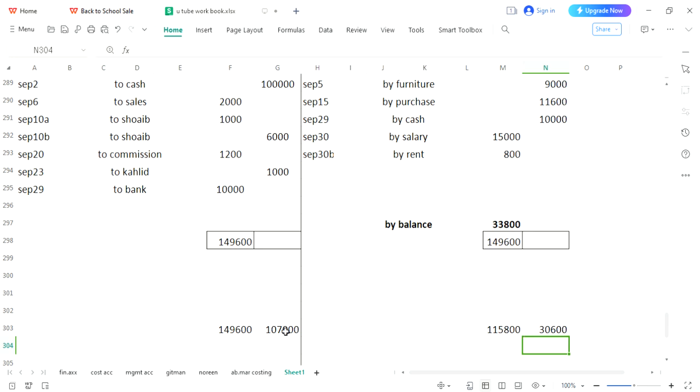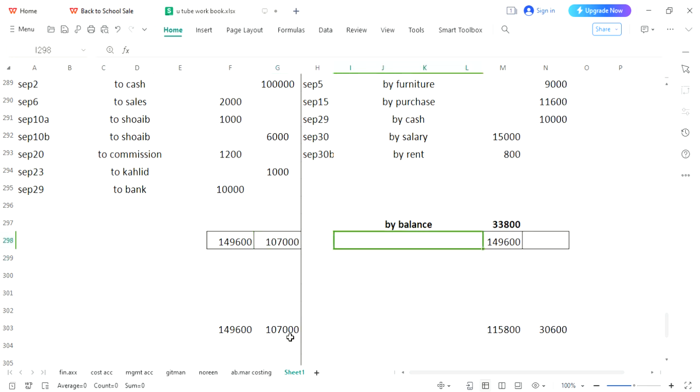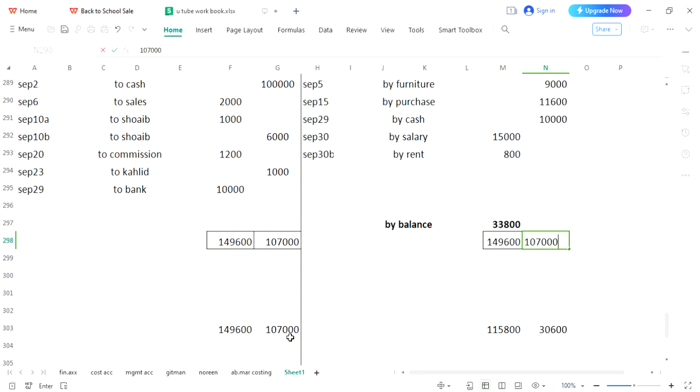Now you will compare which side is having the larger sum. This is 107 and this is only 30. So the larger sum is this 107,000, and the same total you are going to write on the other side, 107,000. Now compare which is the larger sum, 107 and 30. The larger sum is 107, the smaller sum is 30. You will choose the same credit side to write the balance, because the balance would be written on the smaller side.